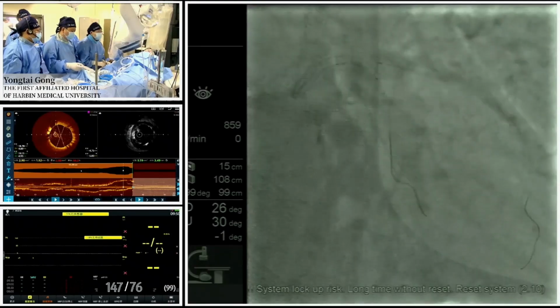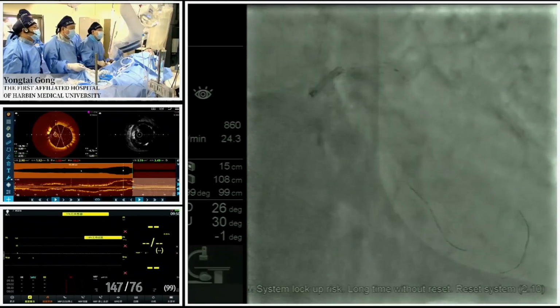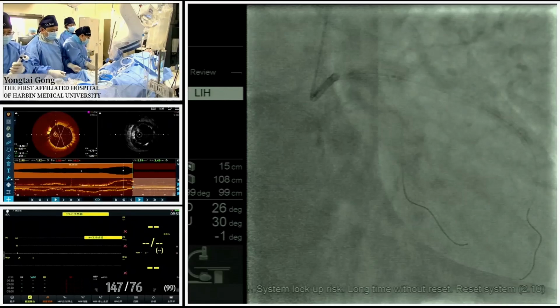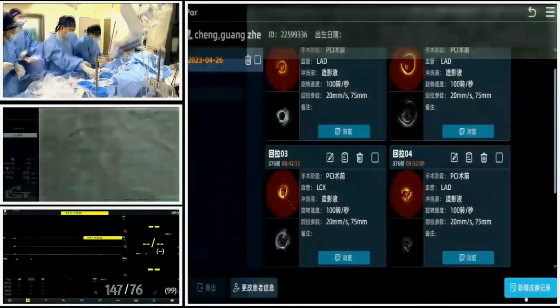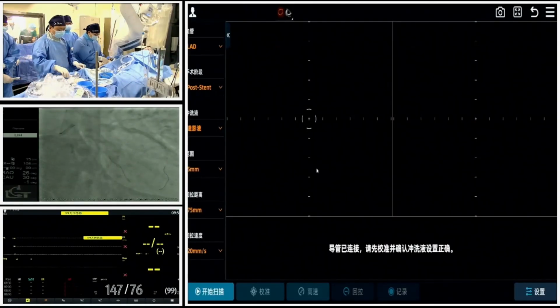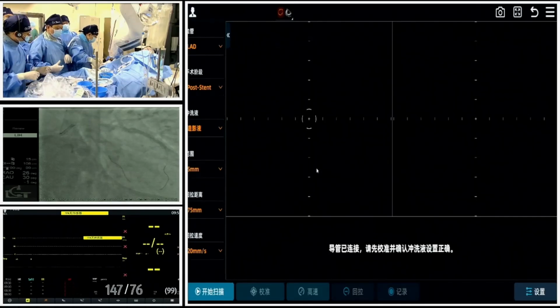Okay, we will recheck the intravascular images to get the optimal stent deployment. All right, we'll run the integrated imaging system again to see the final results.